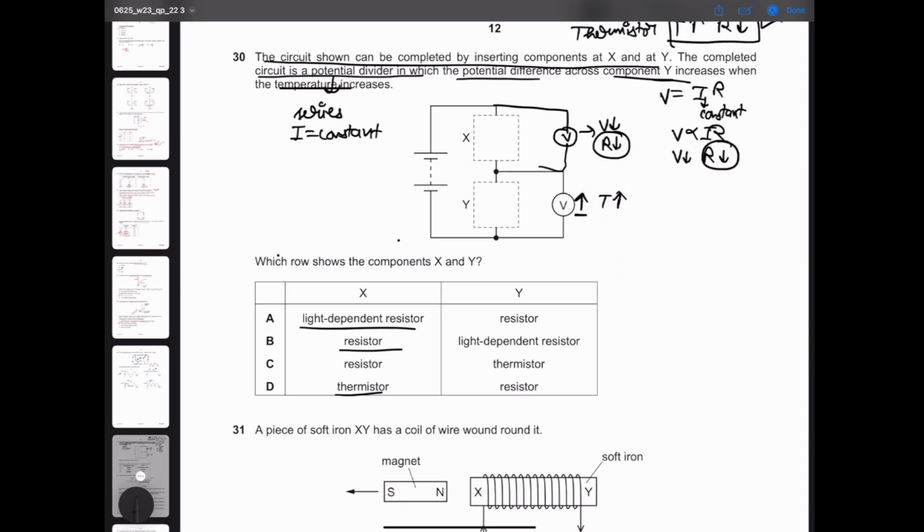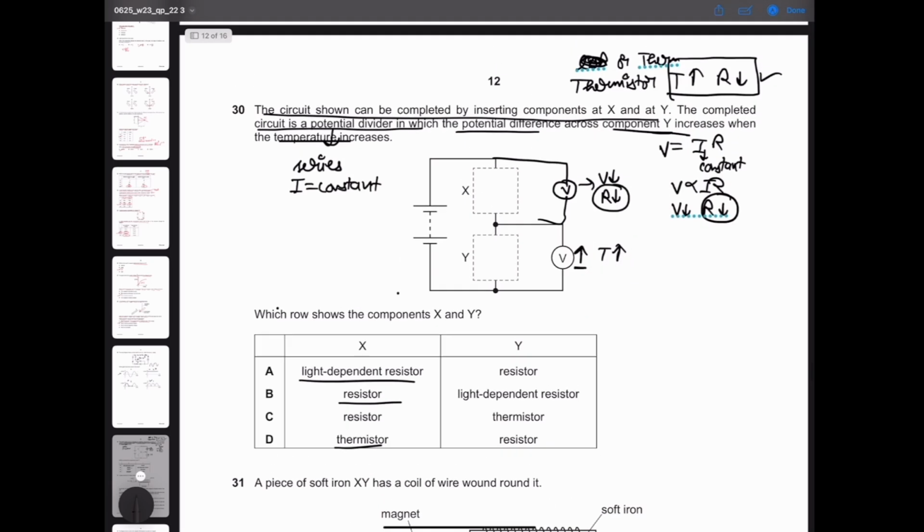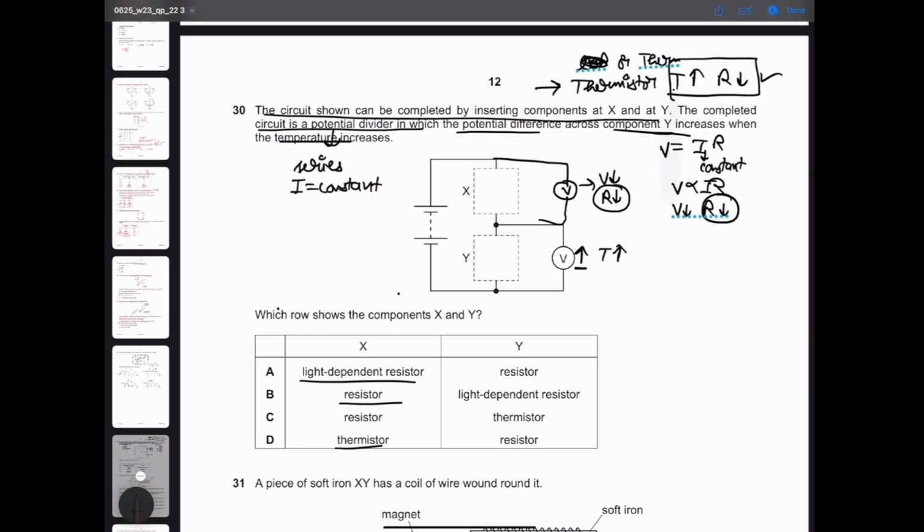Now, just think about it. We mentioned that thermistor will be that component where temperature is increasing, but as a result, resistance will decrease. And where can you see that resistance is decreasing? In component X. So component X must be a thermistor. Answer is D. Alright. If you want me to explain again, I will.